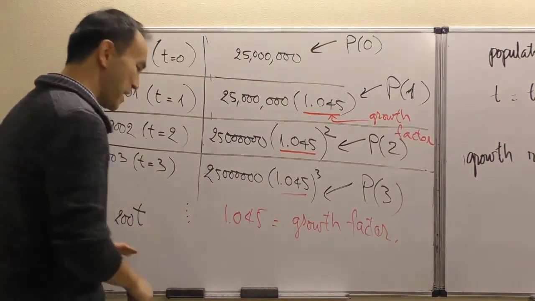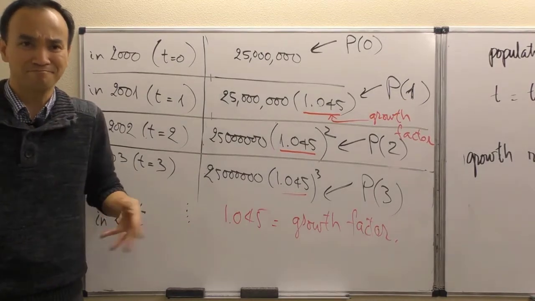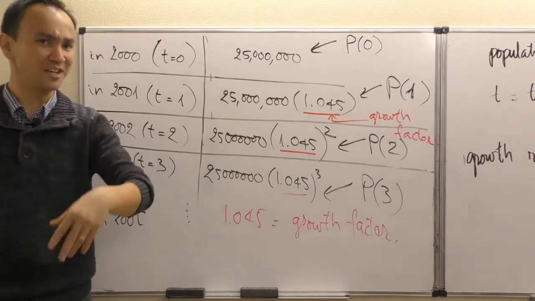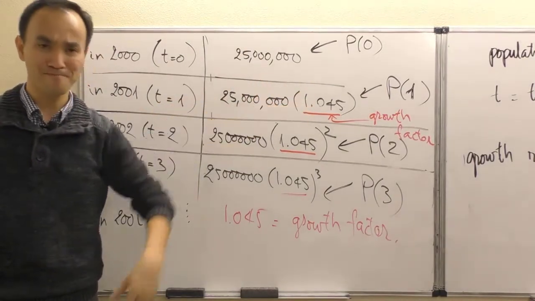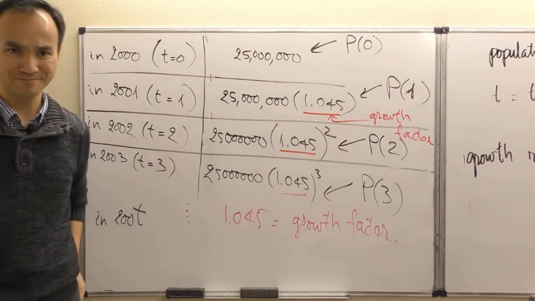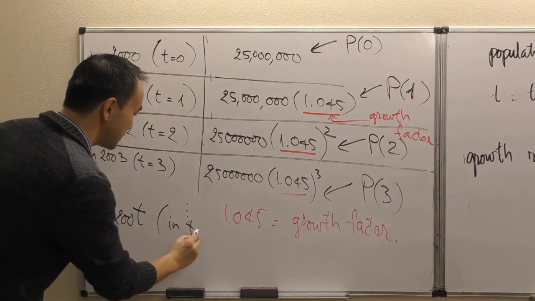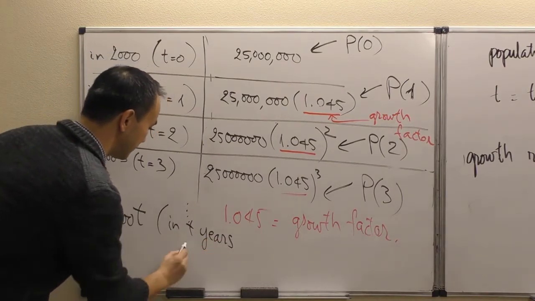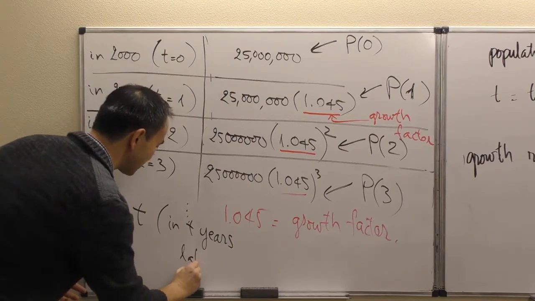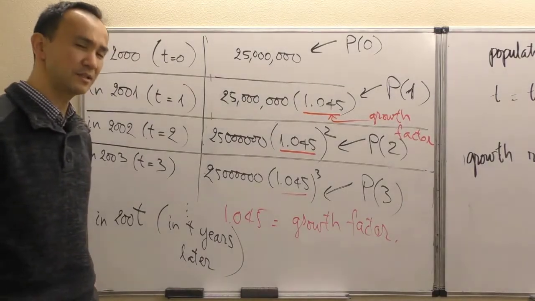But now back to what I was saying earlier. In the year 2010, that means t equals 10. In 2022, that means when t equals 22. Or in t years later. In t years later.